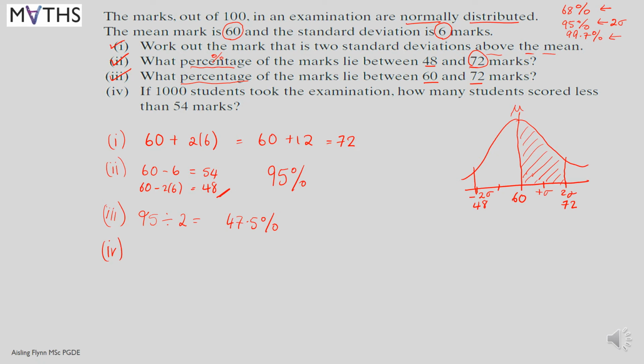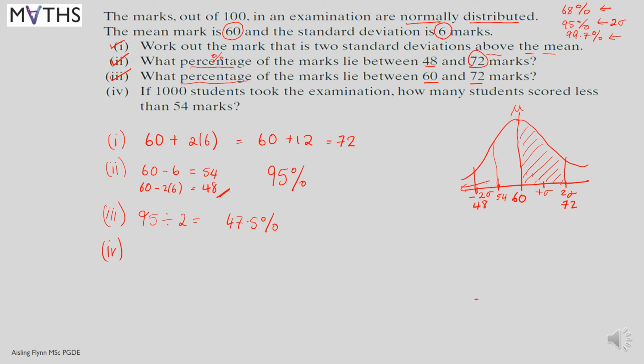If 1,000 students took the examination, how many students scored less than 54 marks? Okay, so where is 54 on our diagram? It was mentioned up here. 54 is one standard deviation below 60. So there's 54. Basically we need to find the percentage first. What percentage of students are below or less than 54?